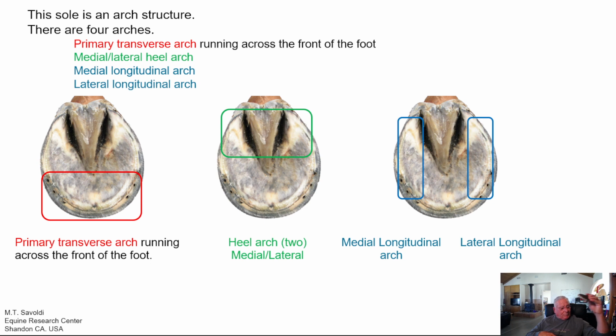Let's look at this sole body right here. This is a very young horse, but it's already collapsing. This horse, I think, was around 3 months, but it's already collapsing in the heel arch here, I should say, on the lateral arch, lateral longitudinal arch. It's collapsing through here. The heel arch is collapsing on the medial. Yes, the medial heel arch is collapsing.